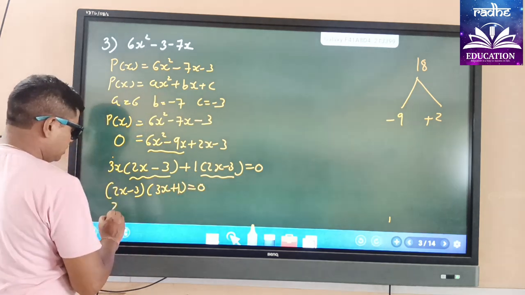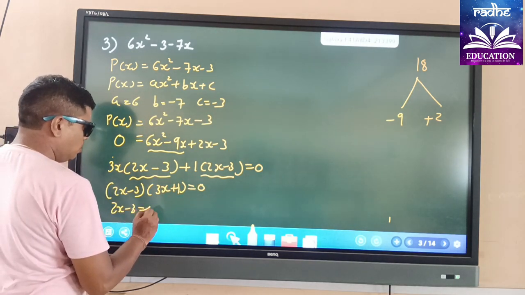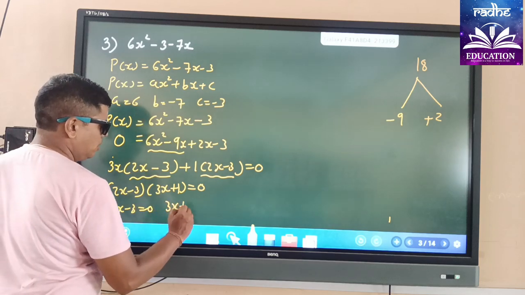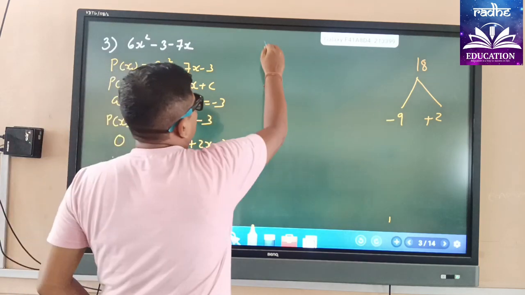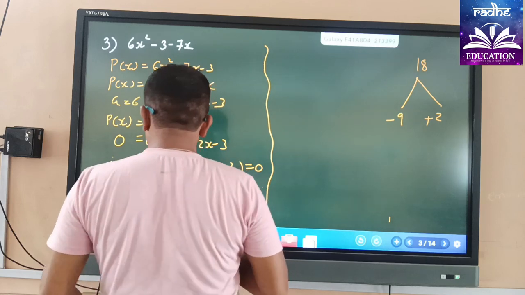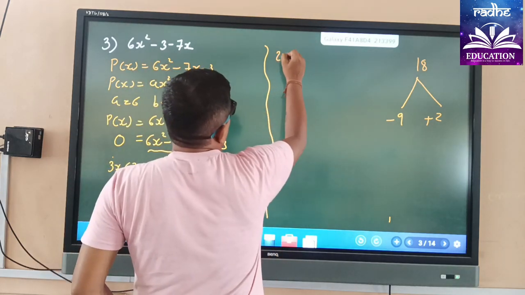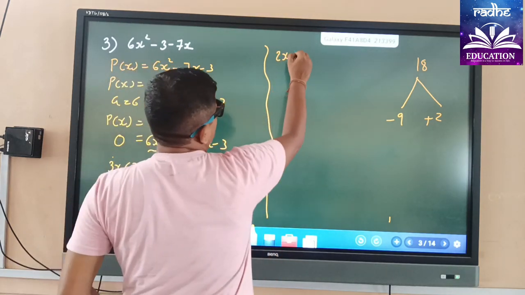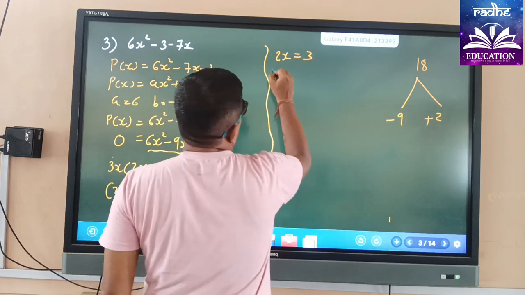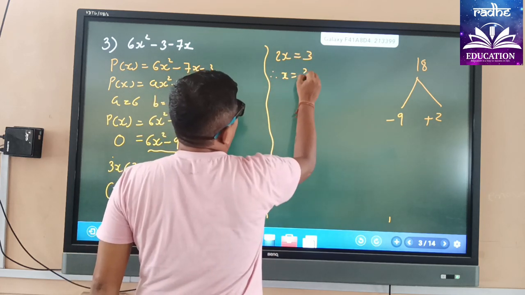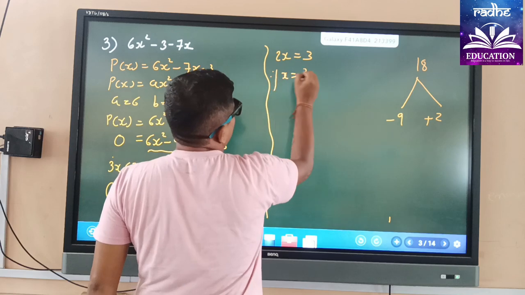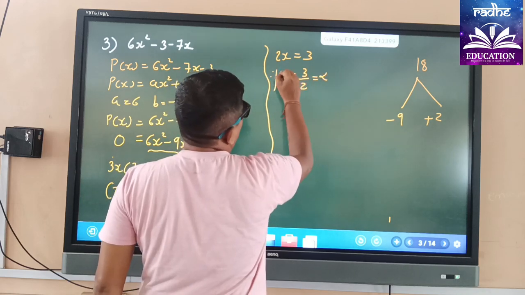So we have 2x − 3 equals 0, and the other is 3x + 1 equals 0. For 2x − 3, we change the side, so minus 3 becomes plus 3, and therefore x becomes 3 by 2. So this is the first zero, alpha.